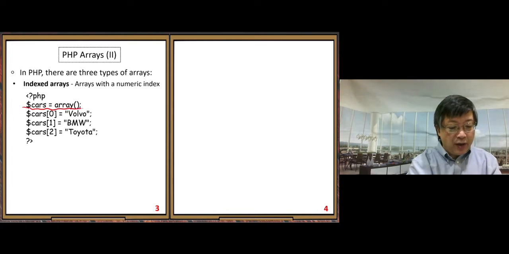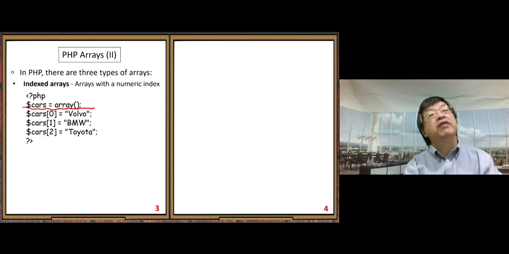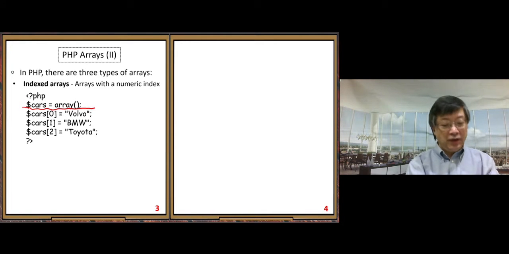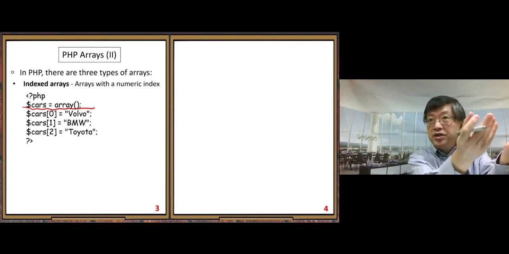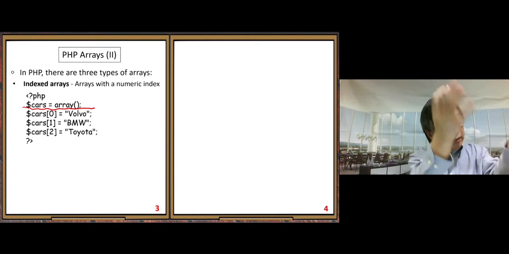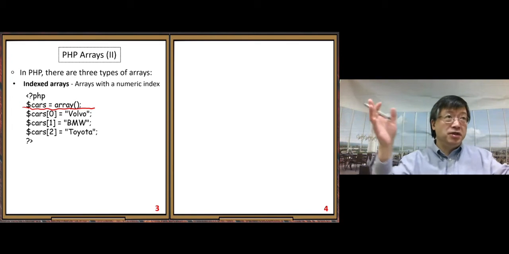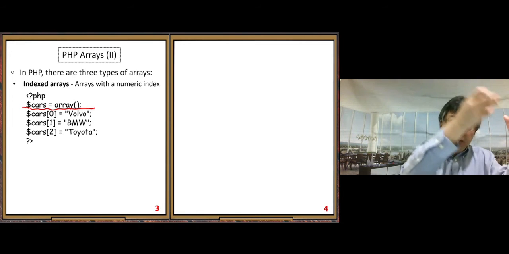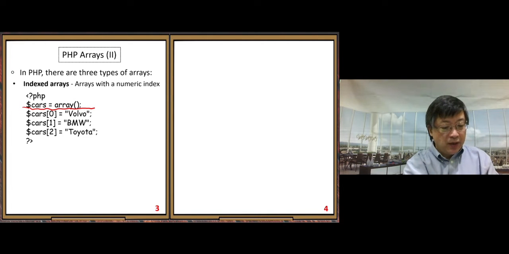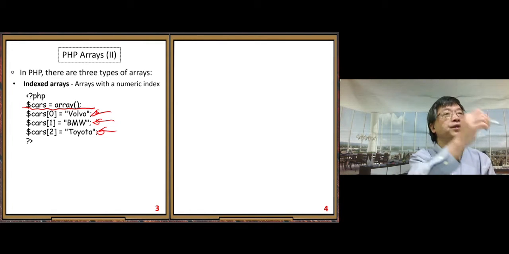First, we create an array object or array variable using the array function. After we create it, it's an empty array. The variable is there, the object is there, but it's empty. There is no element inside. That's okay. Later we can add elements into it. For the first element, we assign a value to it, so we assign values 1 by 1 into it.